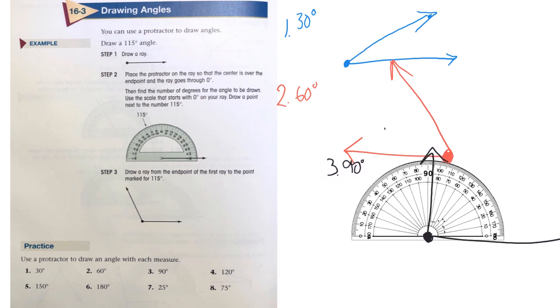So that's how we can use our protractor to make our angles. There's some more for you to practice, especially if you have an actual protractor. You could use a protractor and a pencil and paper at home to practice.